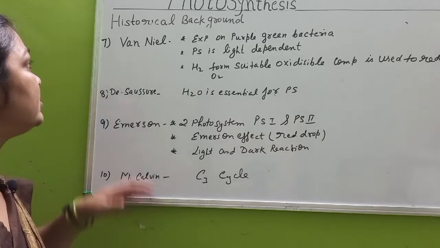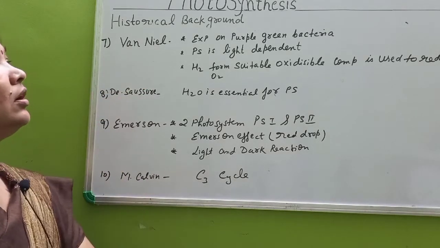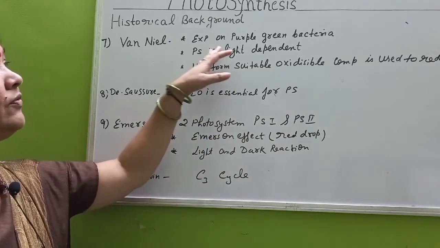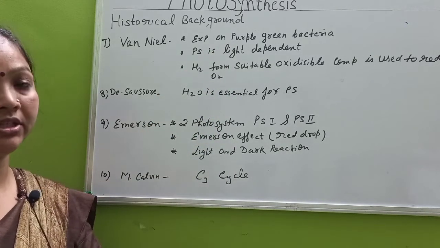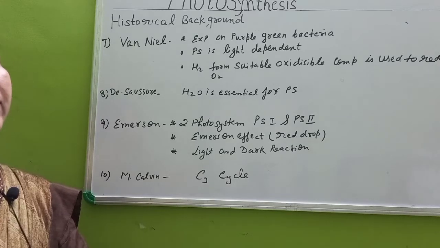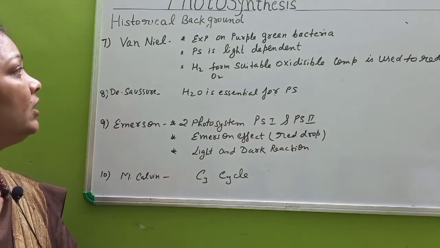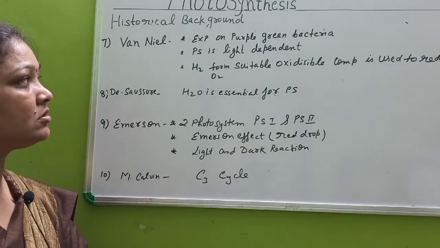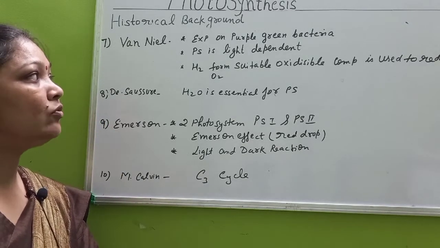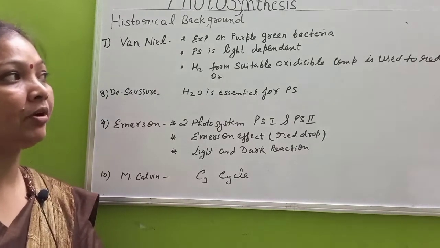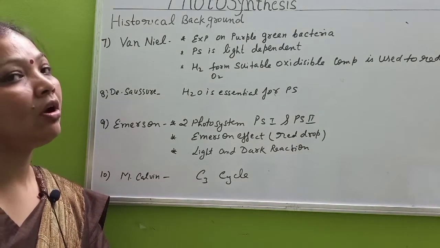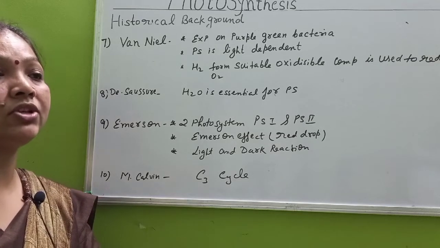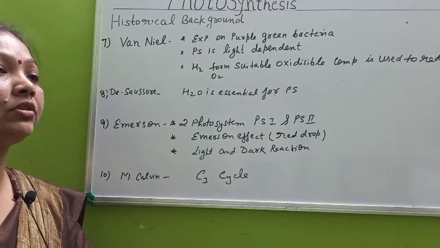Now children, the next scientist is Van Niel. He did multiple experiments in the field of photosynthesis, and he first did an experiment with purple and green bacteria to study radiation. Then he said that photosynthesis is a light dependent process, and he also said that hydrogen forms a suitable oxidizable compound that is used to reduce oxygen. After that, Ruben and Kamen said that water is essential for the purpose of photosynthesis.